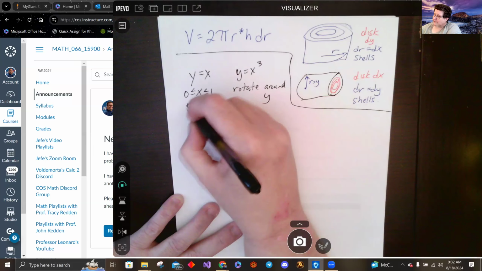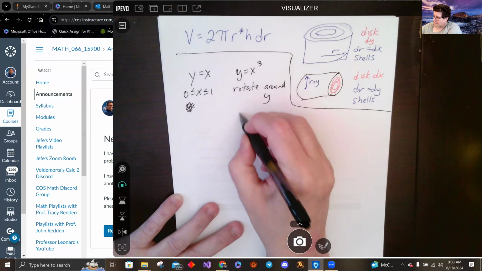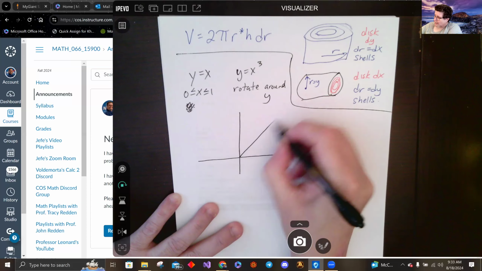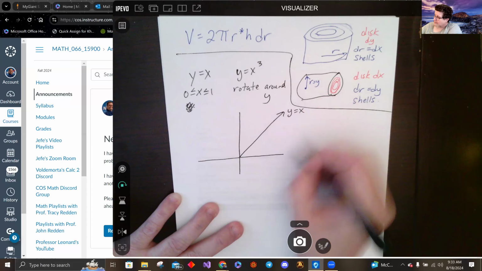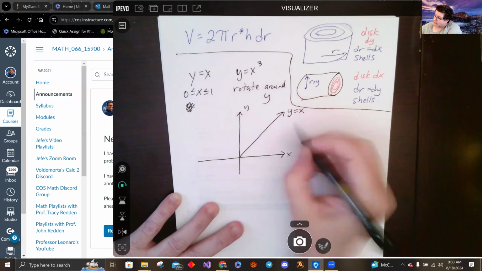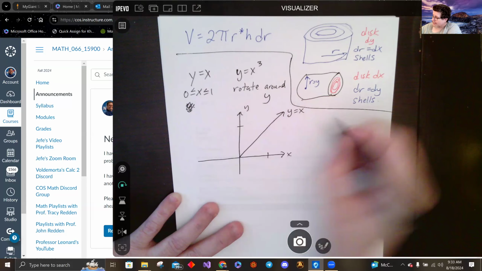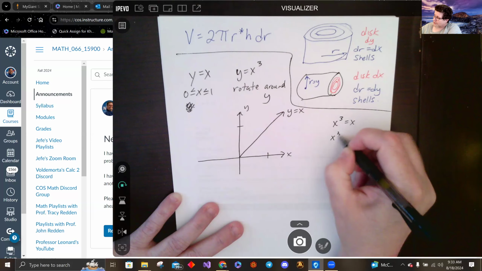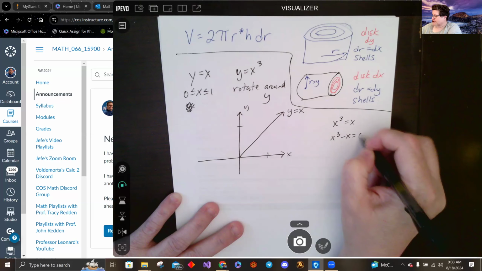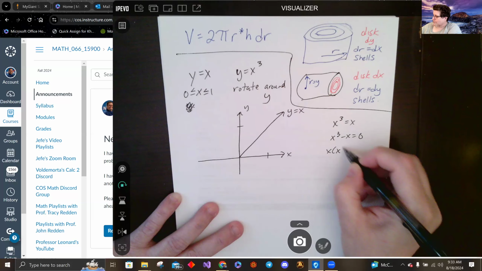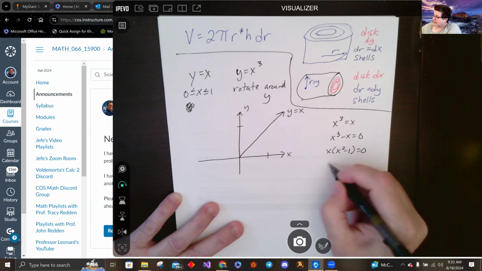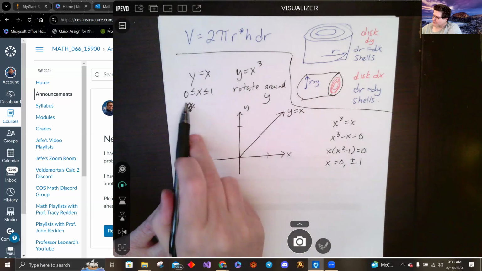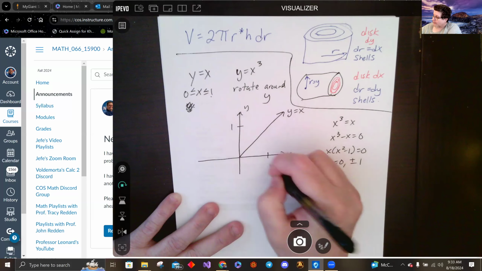Around y. So that's y equals x. And they're going to intersect. Where do they intersect? x cubed equals x. x cubed minus x equals 0. x times x squared minus 1 equals 0. x equals 0 or plus or minus 1. In our area of concern, it's only 0 and 1.